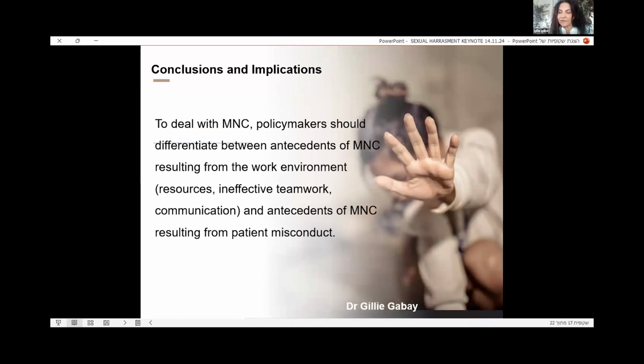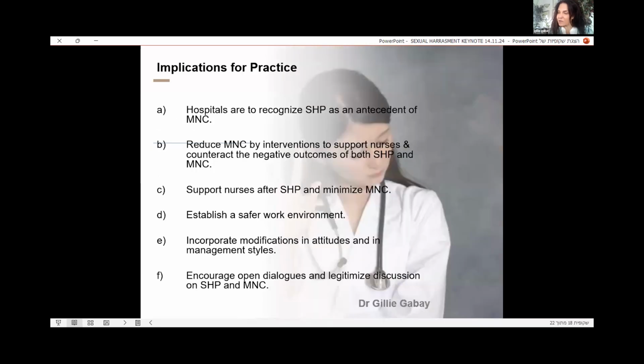Policymakers should also differentiate between the classic antecedents of missed nursing care that I elaborated before, and antecedents of missed nursing care that result from patient misconduct. So yes, we are there to provide care to patients, but we need to realize when patients act with misconduct, we need to set boundaries and communicate with those patients or their families.